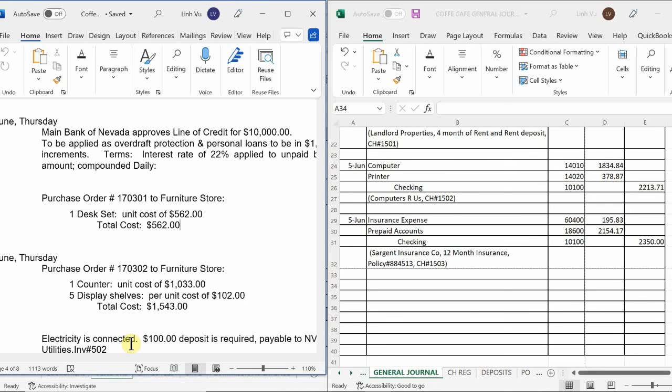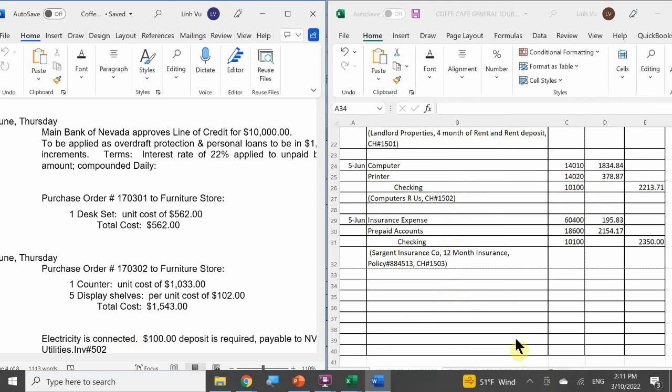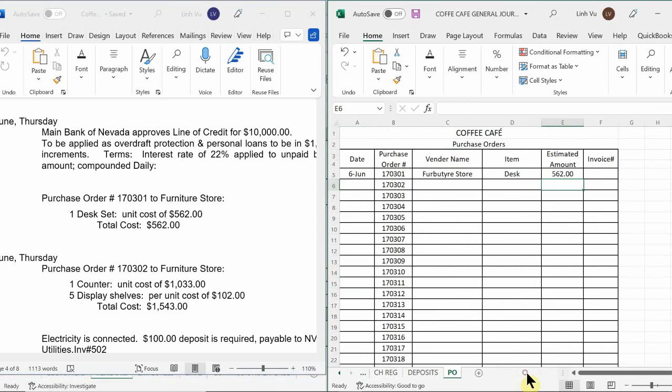So in this case, we submitted a second purchase order to the furniture store for one counter, which is quoted at $1,033. Okay, and then we're gonna get 5 display shelves, which the unit cost of it is $102 each, giving us a grand total estimated amount to be $1,543. Okay, so since it's just a purchase order, I'm gonna record that in my purchase order.